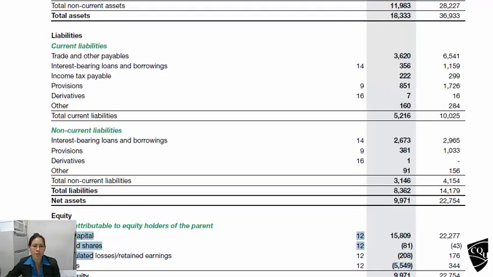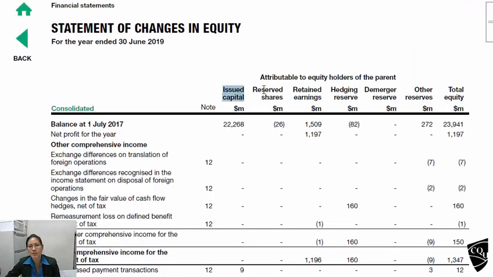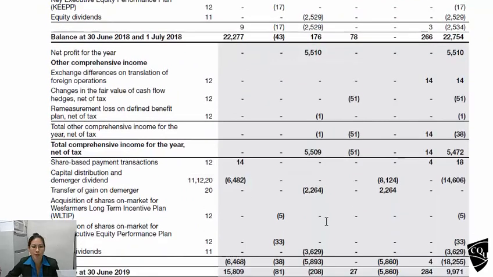So I'm going to look out for these as columns in my statement of changes in equity. I can see there's issued capital, there's reserved shares, there's my retained earnings, accumulated losses this year, and here are 3 different reserves that they've grouped in the balance sheet as one. Okay, so I'm going to look in each of these columns to see where they've closed my profit and my comprehensive income items off to.